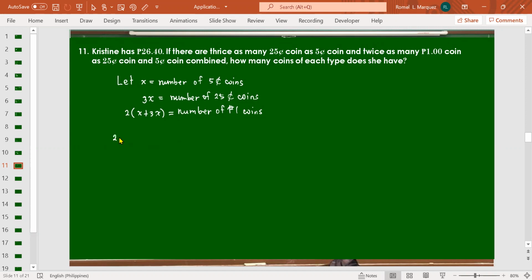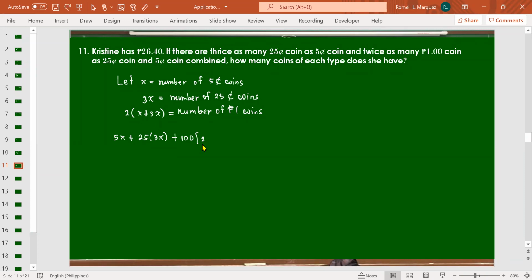So, x 25 centavo. Centavo tayo, ha? Times x. Ito yung amount. Anong total amount ng 5 centavo coin? Ay mali. 5 lang pala tong isa. 5x. Yung total amount ng 25 centavo coin, 25 times 3x, right? Yung 1 peso, 100, no? 100 times what? Ano ba to pag sinimplify? 8x, no? Am I right, guys?